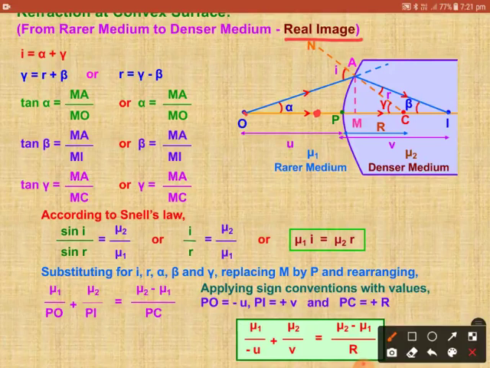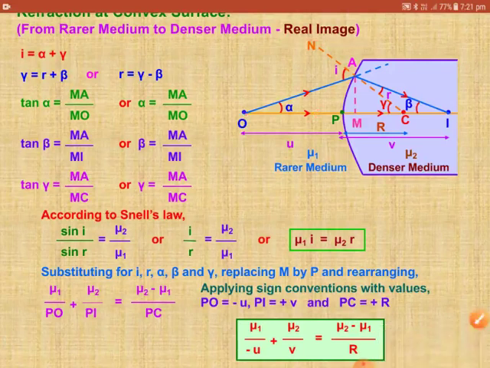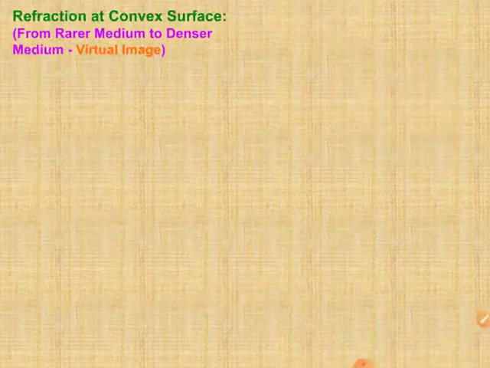So for a virtual image, the object should be brought closer toward the pole. You must remember the image formation by a convex lens in your class 10. When the object is beyond the center of curvature, what happens? If the object is beyond the focus, the image will be real, right? If the object is placed within the focus, that means between the pole and the focus, then the image will be virtual. Likewise here also, the object should be placed near the pole. So let's see the diagram here.